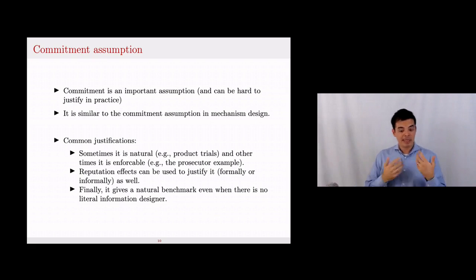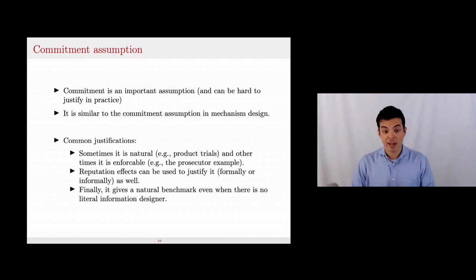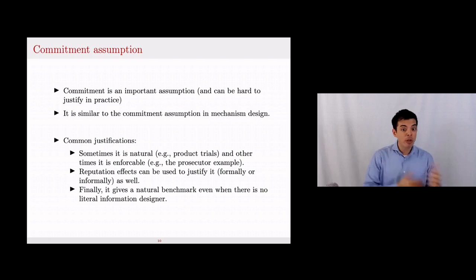There are other settings where this assumption can be enforceable. The prosecutor example of the seminal paper of Kamenica and Gentzkow is an example, and you may want to check out the relevant discussion there. There are some other settings where reputation effects can be used to justify commitments, formally or informally. You can think, for instance, about a platform who sends informative signals about the quality of a product to the possible buyers, to the receivers.